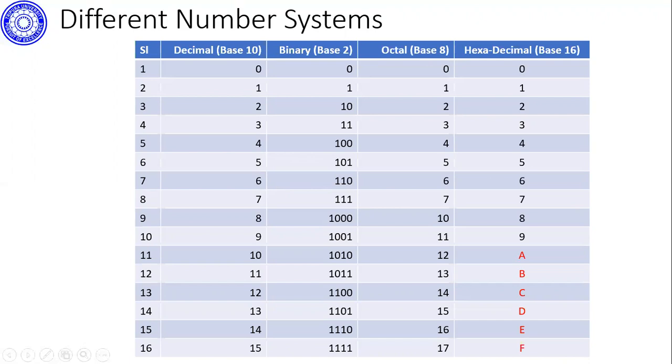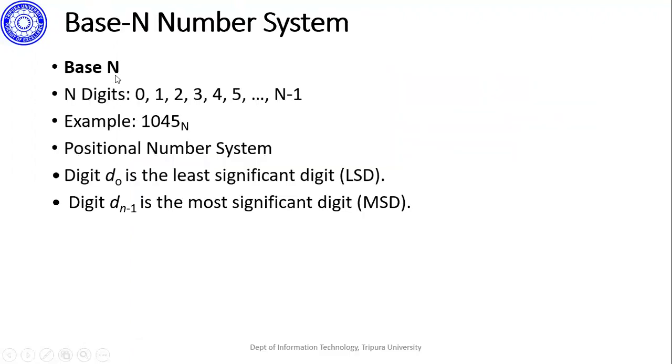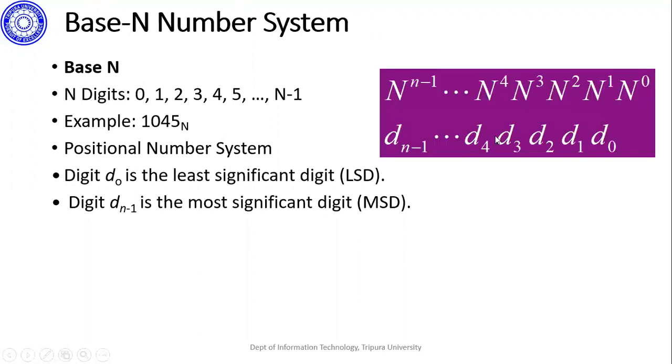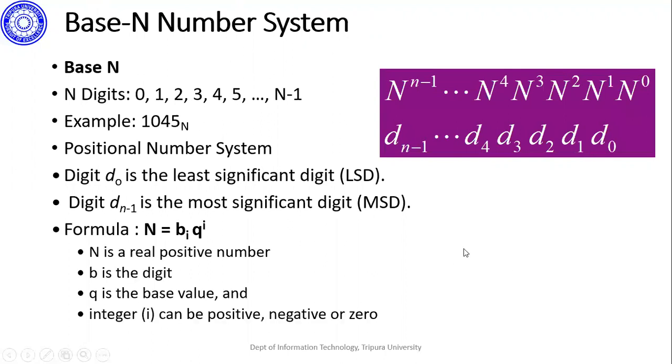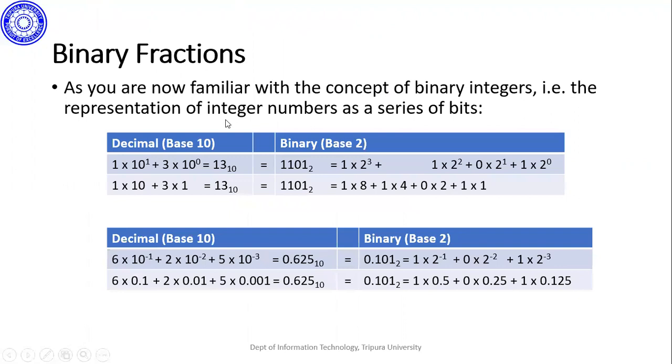So you already are aware of this, and we had discussed the positional number system where we had least significant and most significant digits written in this format. Then these are the real positive number, B is the digit, Q is the base value. So now coming to binary fractions.